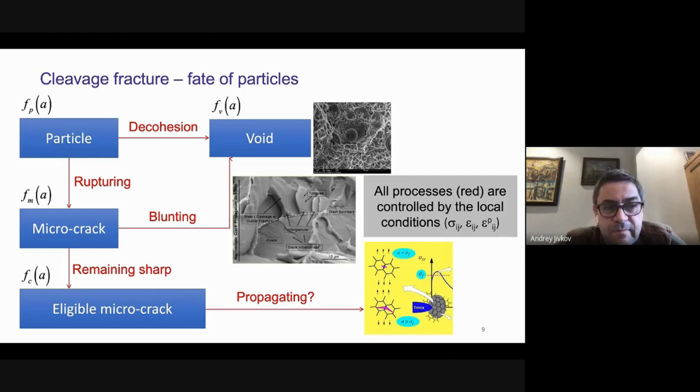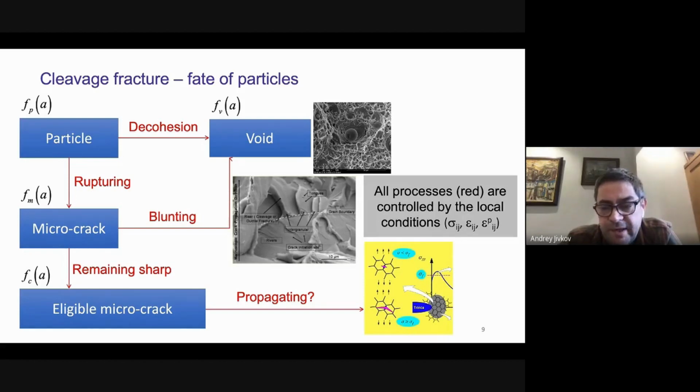If the particle ruptures and forms a microcrack, again, we have a situation where this microcrack may blunt because the local stresses are favorable for actually blunting it rather than keeping it sharp. And so it forms a void again, and we go back to the situation of a ductile fracture, like the one shown here, with typical dimples. And then if the local conditions are such that the microcrack may remain sharp, I would call it eligible for fracture, for a cleavage microcrack.